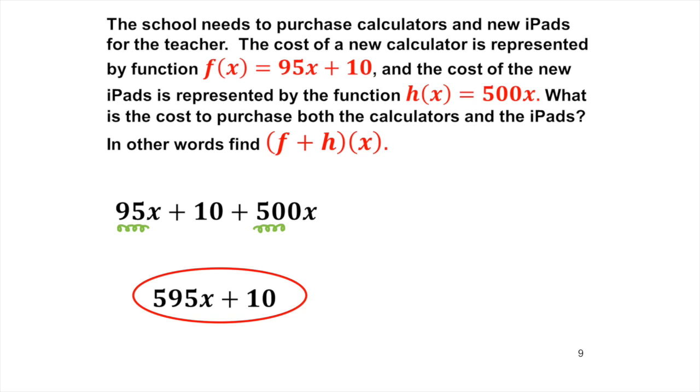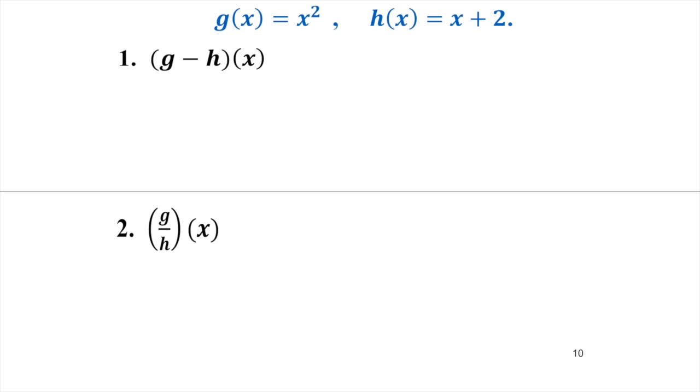Check your answer. This should have been your answer: 595x plus 10, so this is $595 essentially, times the number of teachers, plus $10 to ship everything. So hopefully you're getting a little bit better on that. I would like you to try both of these two.